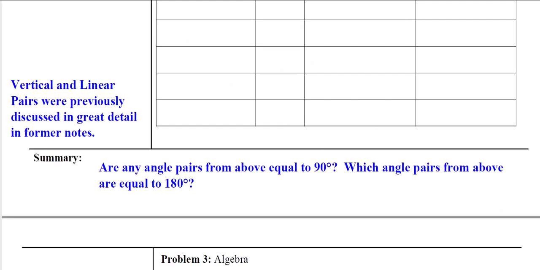For your summary, looking at the table that we just filled out, are any angle pairs from above equal to 90 degrees? Which angle pairs from above are equal to 180 degrees? Take some time to think about that.